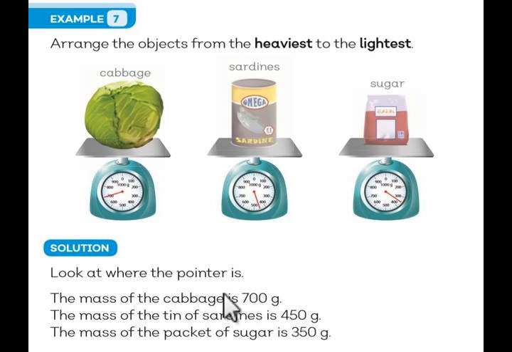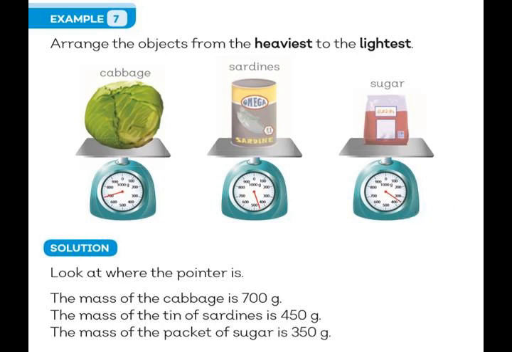The mass of the cabbage is 700 grams. The mass of the tin of sardines is 450 grams. The mass of the packet of sugar is 350 grams. So which one is the heaviest going to the lightest? Can you arrange cabbage, sardines, or sugar from the heaviest going to the lightest?